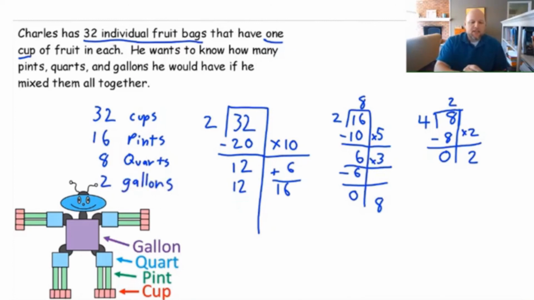So Charles has 32 fruit bags with 1 cup of fruit in each. He has 32 cups of fruit. He also has 16 pints, and that can be converted into 8 quarts, and that can be converted into 2 gallons. And that's how you convert units of measure in the customary units.